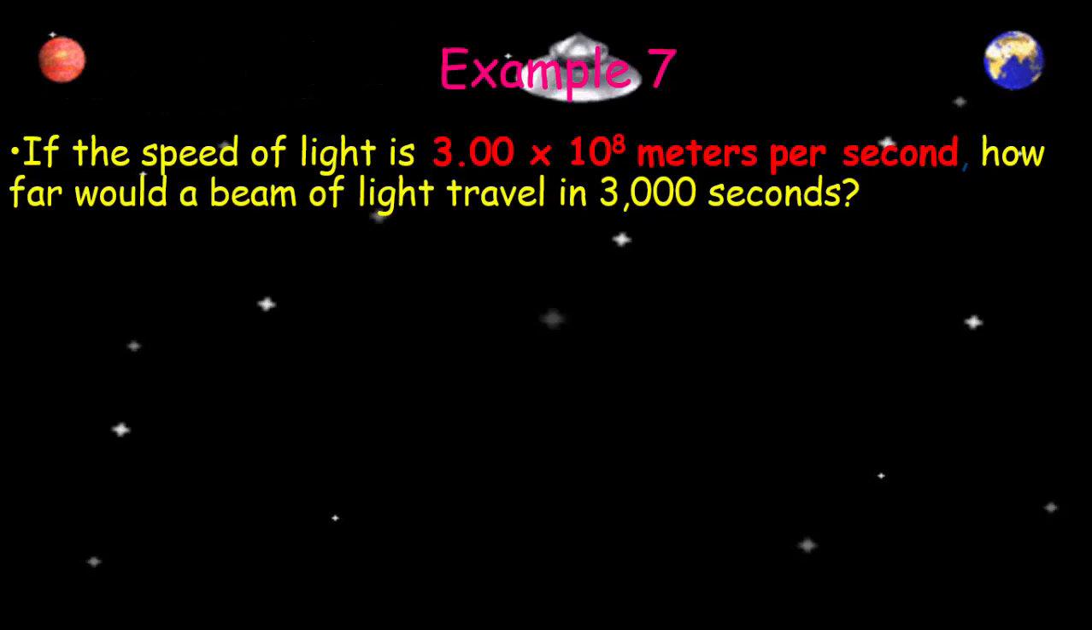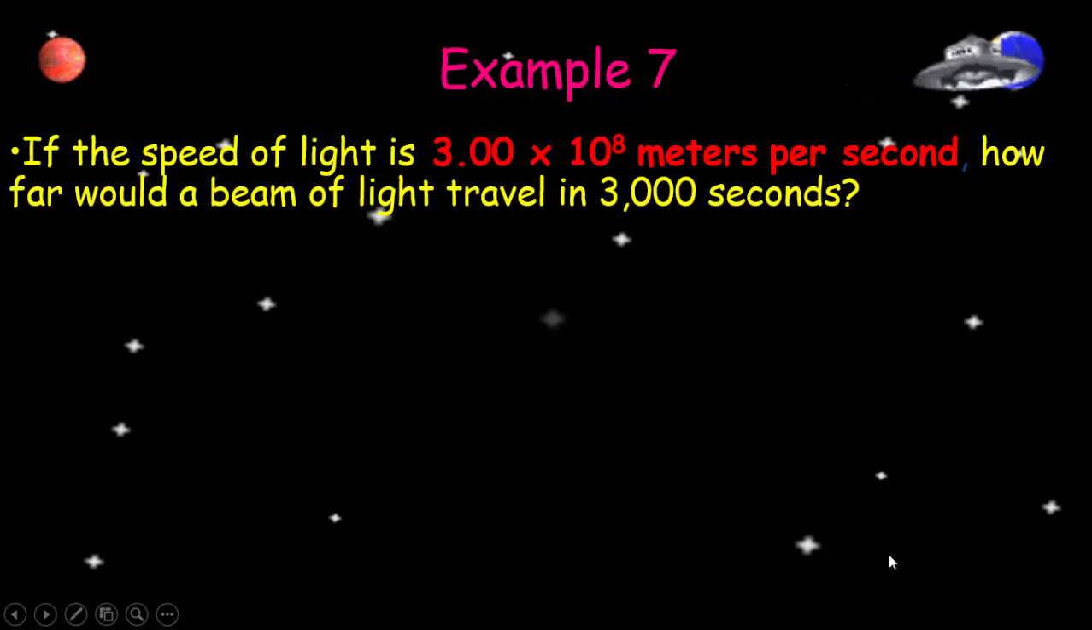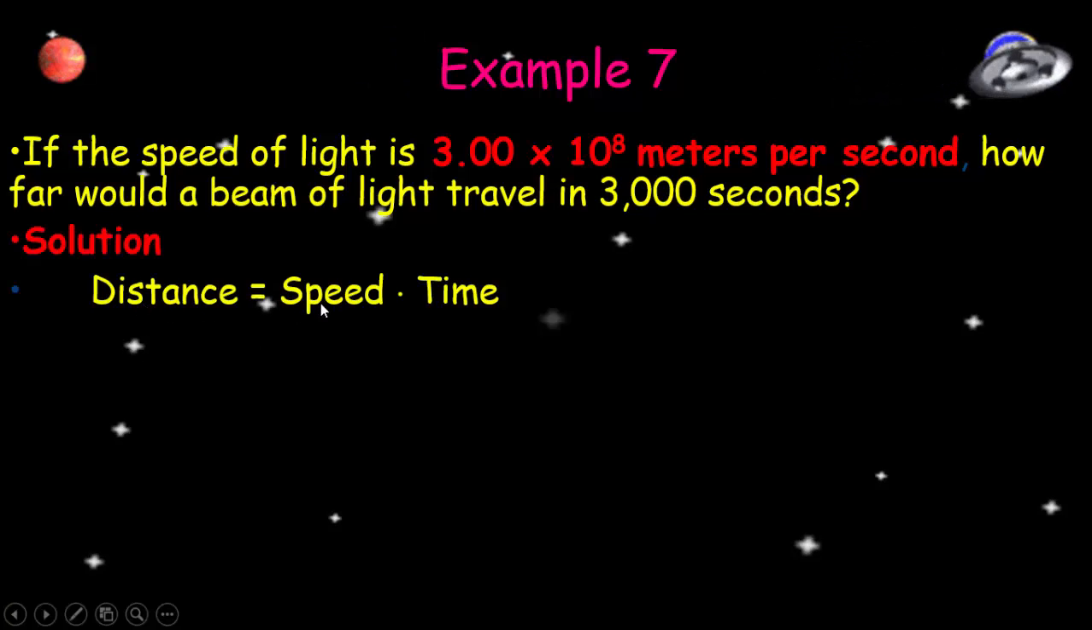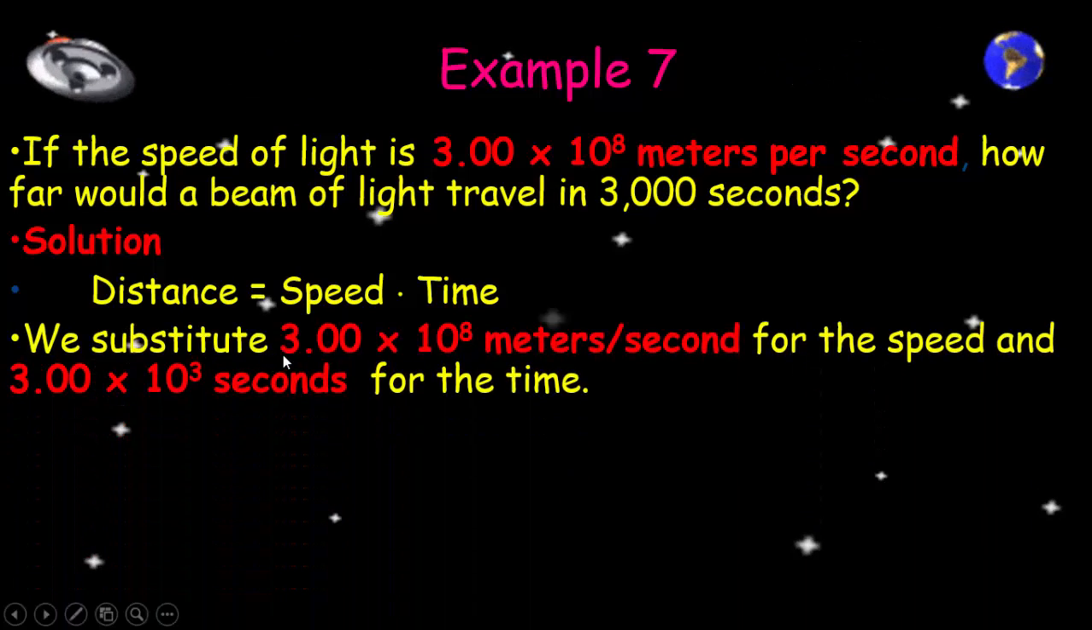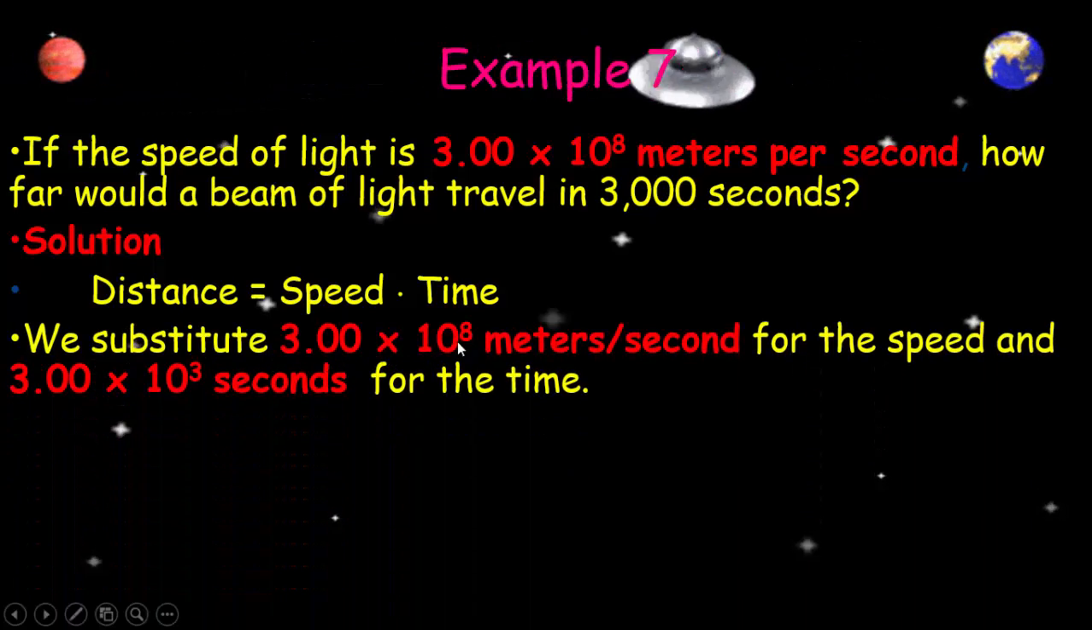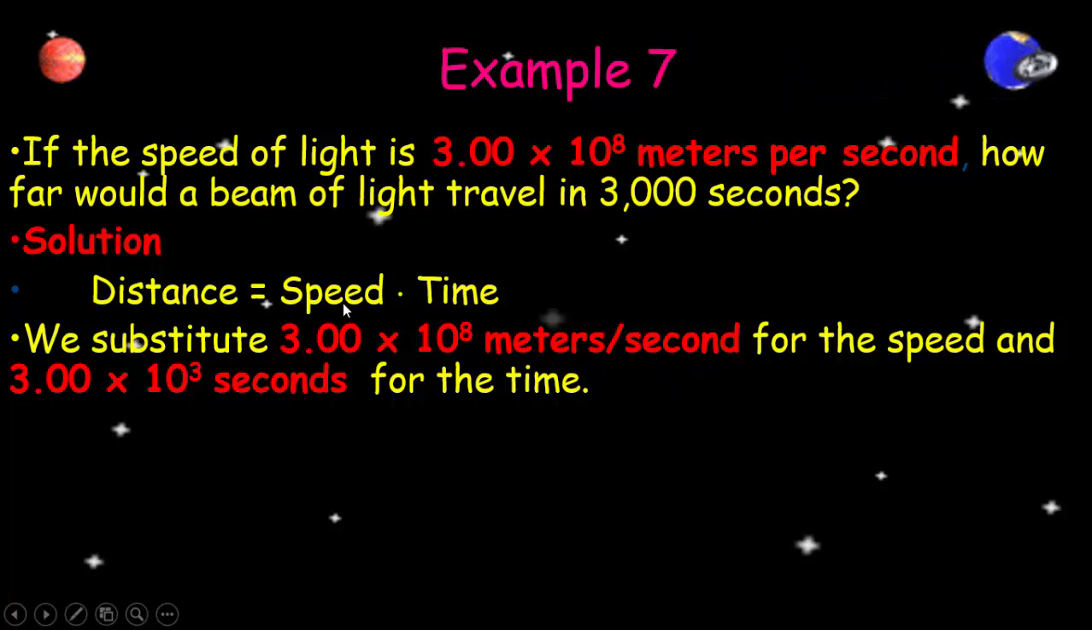In example number 7, we're going to look at a real problem. So here, if the speed of light is 3.00 times 10 to the 8th meters per second, how far would a beam of light travel in 3,000 seconds? Well, distance is equal to speed times time. We substitute in 3.00 times 10 to the 8th meters per second for our speed, and 3.00 times 10 to the 3rd seconds for our time, since 3,000 seconds is 3.00 times 10 to the 3rd seconds in scientific notation.